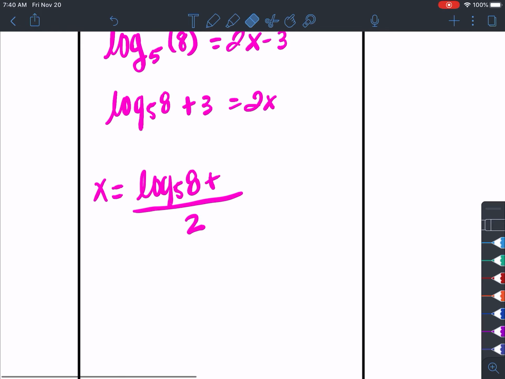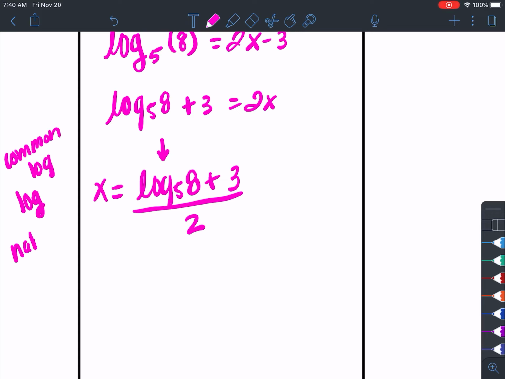But especially when we're dealing with applications, it's useful to know what this number really is. Most calculators don't do log base 5. Most calculators only do a common log, which is log base 10, where we just write log, or a natural log, which we write as ln, to base e. So in order to do that, I have to use what is known as the change of base formula, to make this log base 5 into either base 10 or natural log.